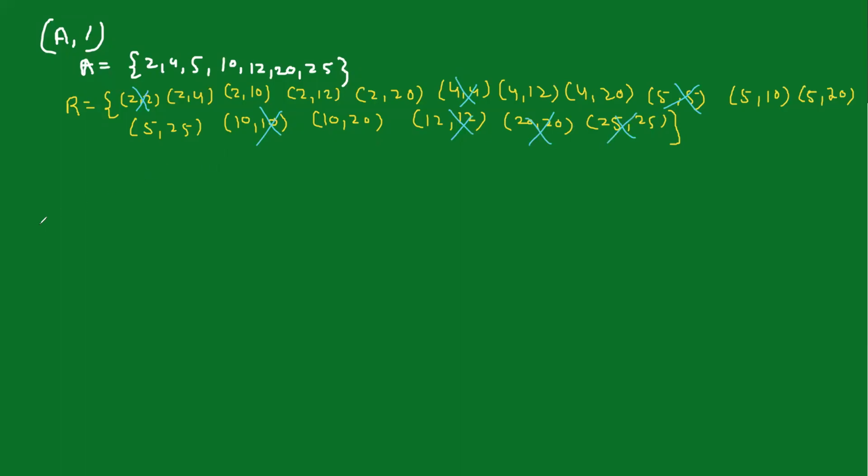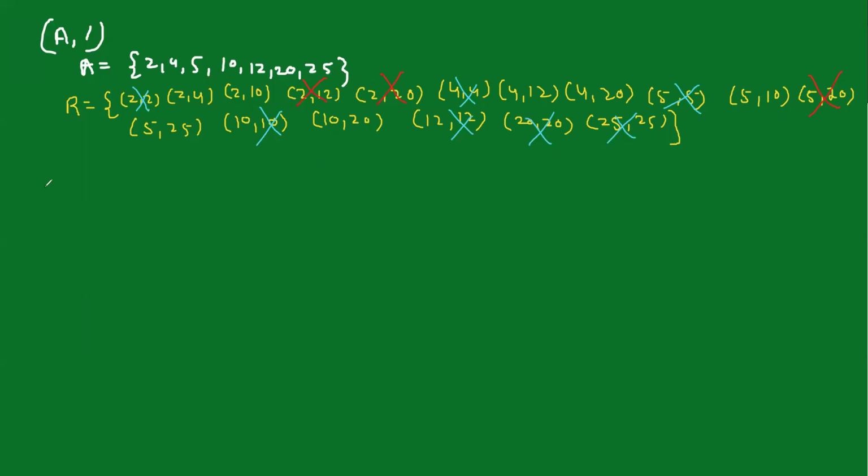Now you can remove what? The transitive property. Right? 2 is related with 4, 4 is related with 12, so 2, 12 is not needed. 2, 10 and 10, 20, so 2, 20 is not important. Then 4, 12. 4, 20. 5, 10, 10, 20, so 5, 20 is not needed. 4, 4. Okay. Got it. Right?